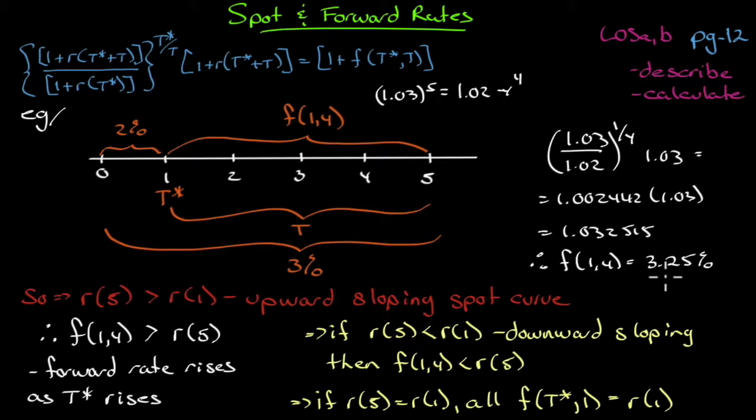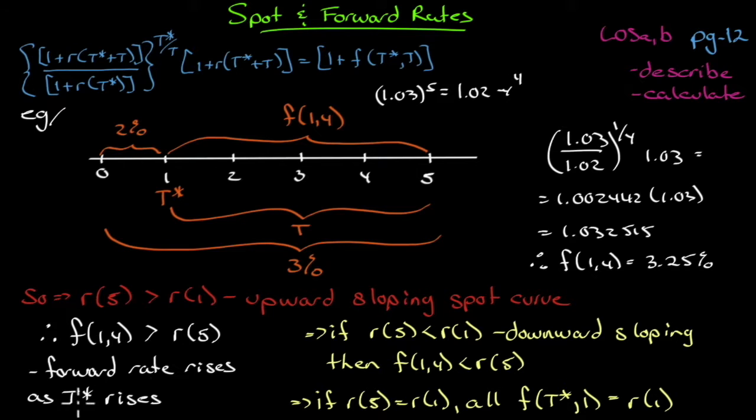So again, let me point out something we've done here, no matter how we come to the forward curve. Here again we have an upward sloping spot curve. Short rate is 2, the long rate is 3. So R5 is greater than R1, we have an upward sloping spot curve. Therefore this forward rate here will be higher than this 3%. It should be, and it is. We get 3.25%. So our forward rate beginning in year 1 will be greater than the spot rate for the full 5-year period.